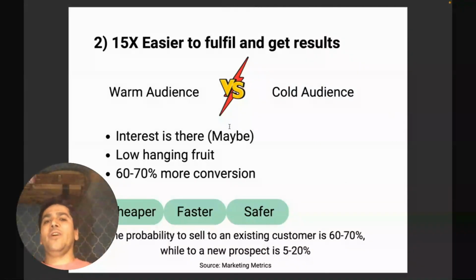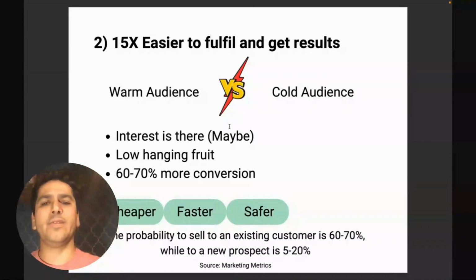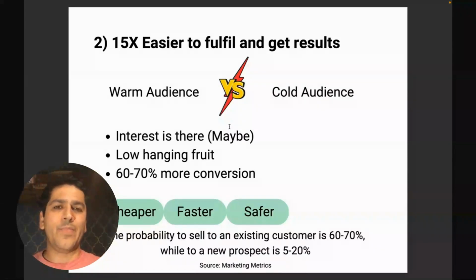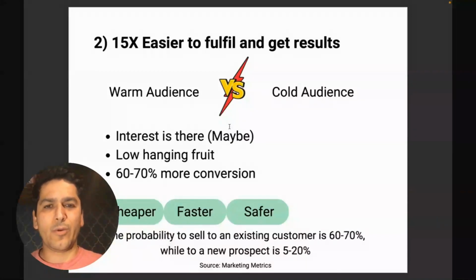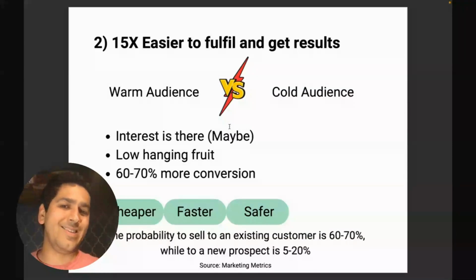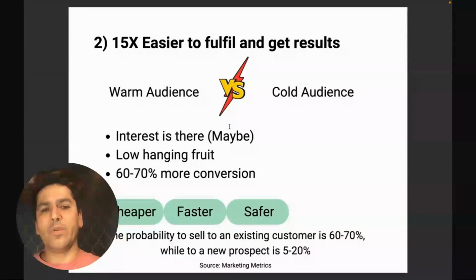So, 15 times easier to fulfill and get results. Again, you are sending messages to a warm audience that were interested at some point, and for whatever reason haven't converted, but there was an interest in the very first place. So that usually makes it a lot easier than selling to a cold audience, let's say running cold email or running ads. Conversion is a lot higher, and they're low hanging fruits exactly for that reason, because especially in reselling, if they've reached for their wallet once for a business, they're a lot more likely to reach for their wallet again for other services that business provides. And so the 60 to 70% more conversion, based on research that has been done: the probability to sell to an existing customer is 60 to 70%, and to a new prospect is 5 to 20%.